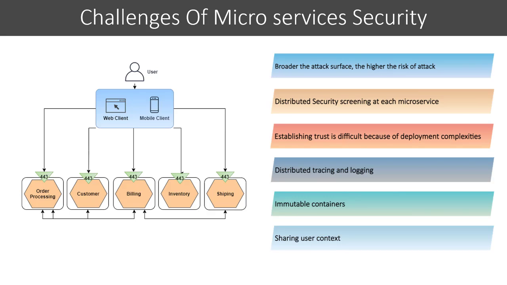Microservices expose new entry points to both internal and external actors. Access control needs to be regulated for all entities, whether legitimate or illegitimate. It's important to have an administrative interface that can help you manage users, applications, groups, devices, and APIs from one central location. The next challenge is distributed security screening at each microservice.